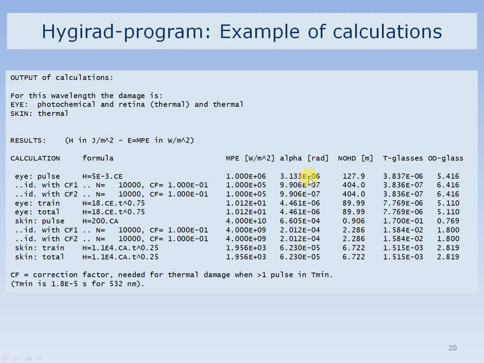This is the alpha that is resulting from the iterative approach, the NOHD in meters, the transmission of glasses, and the optical density of the glasses, and a correction factor that is needed for thermal damage.